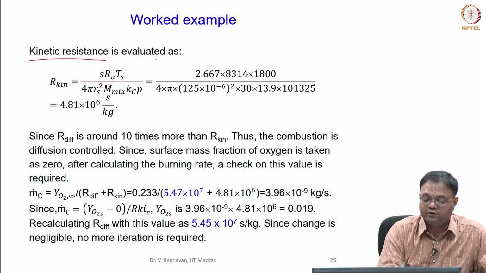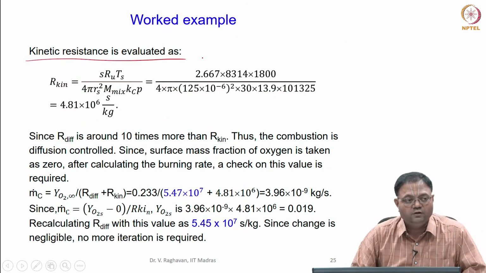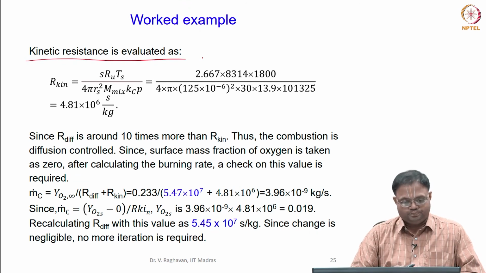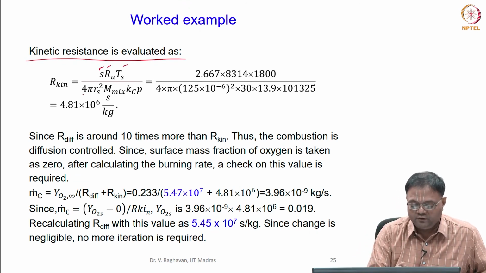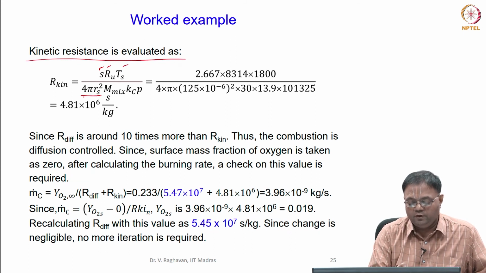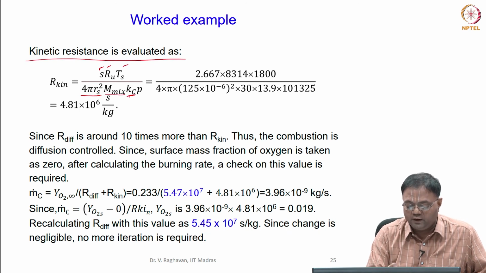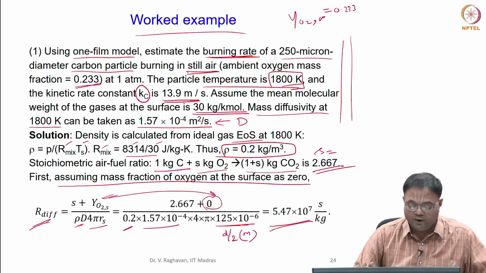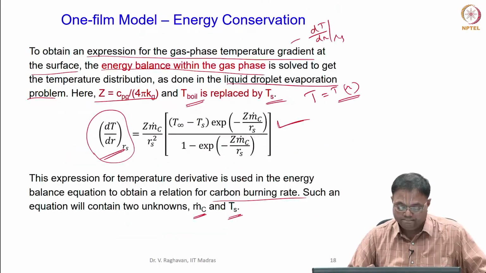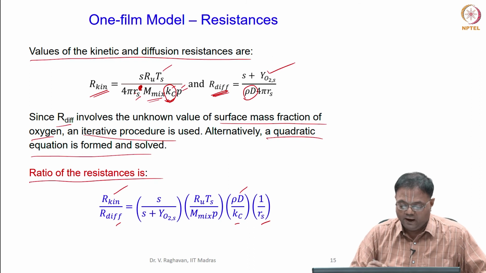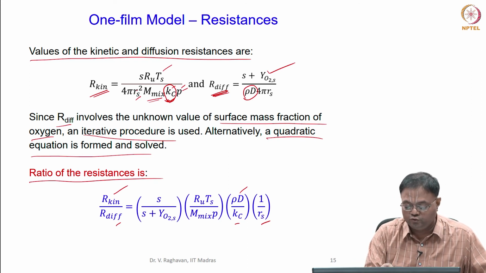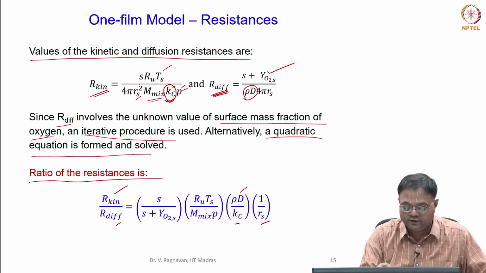Now the kinetic resistance is evaluated. In this you can see S RU TS divided by 4 pi RS square, molecular weight of the mixture, rate coefficient and P. Okay, go back one second. Yeah, I think this 2 is correct. So this 2 should remain there. So 2 is correct here.